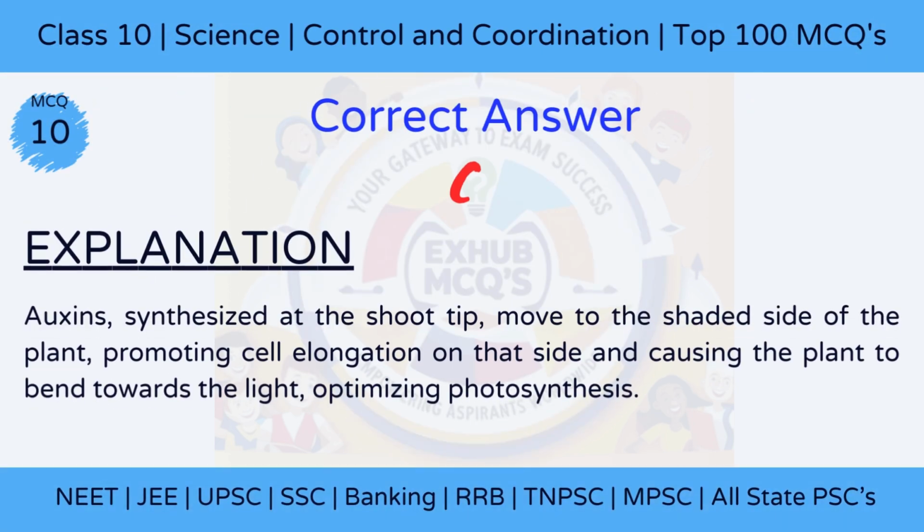The correct answer is option C, stimulate growth on the shaded side. Explanation. Auxins, synthesized at the shoot tip, move to the shaded side of the plant, promoting cell elongation on that side and causing the plant to bend towards the light, optimizing photosynthesis.